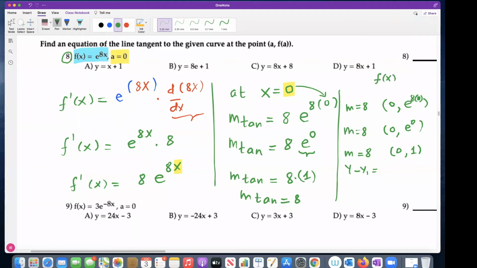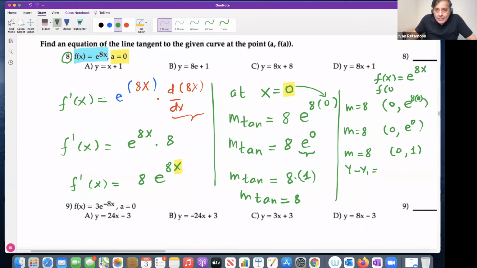F of x, the function tells you for the input value x, the output value should be e raised to 8 times x, right? But I am trying to figure out what f evaluated at 0 is, because they're saying that the input value is 0. So in order to find the output value that corresponds to 0, I must substitute 0 wherever I see x, right?